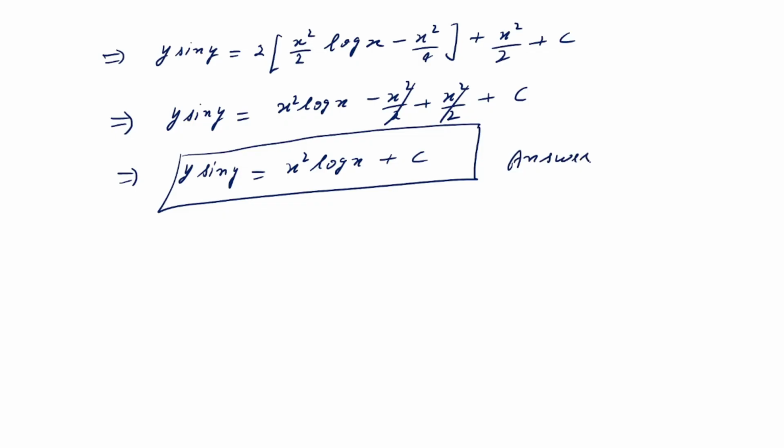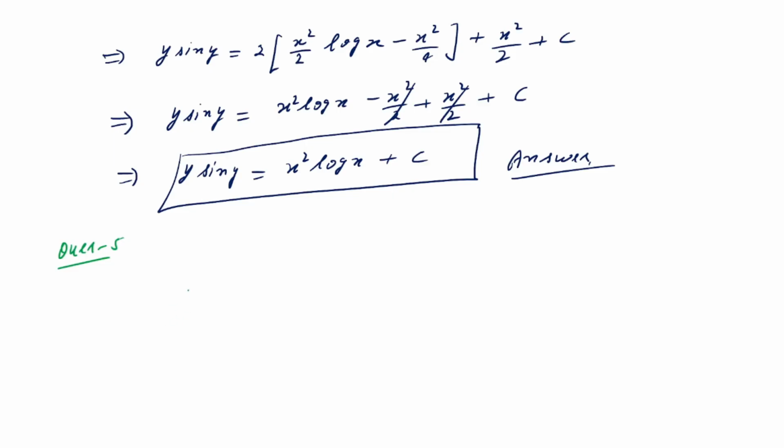So till now we have seen the 4 questions. Now we are going to discuss a few more questions. So this will clear all your concepts of the separation of variable. Question number 5. What is the question?